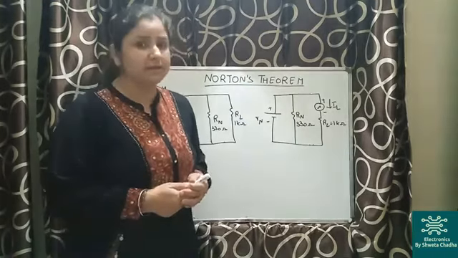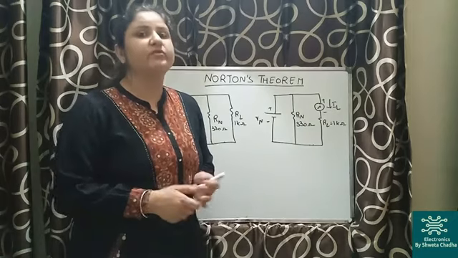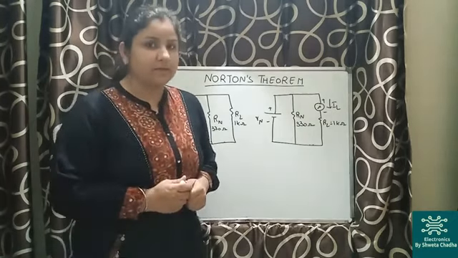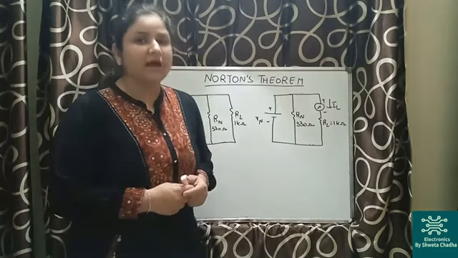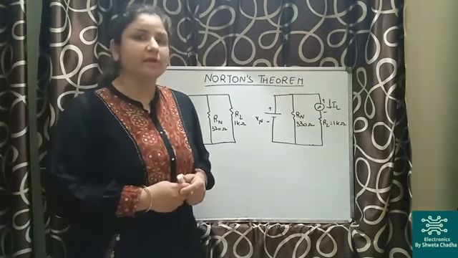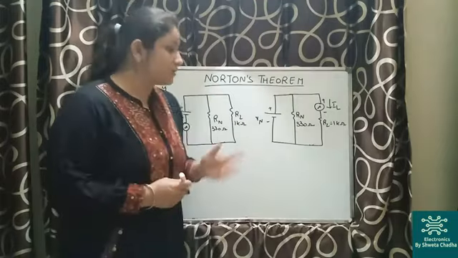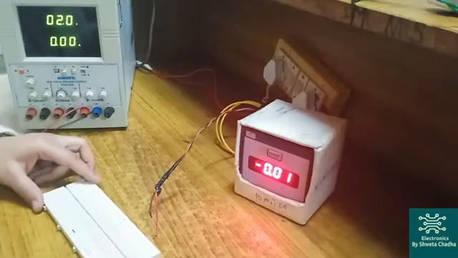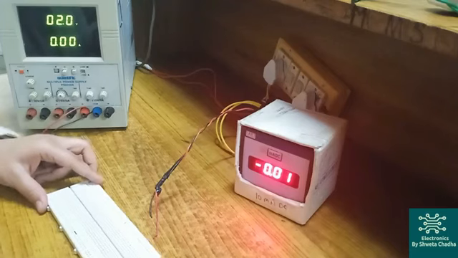Now this IL current will match with our step number 1, that is the current flowing through RL, and both the currents will match with each other. Hence we are able to verify Norton's theorem practically. Let us design Norton's theorem.